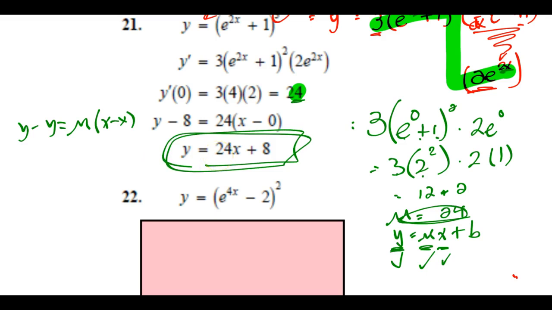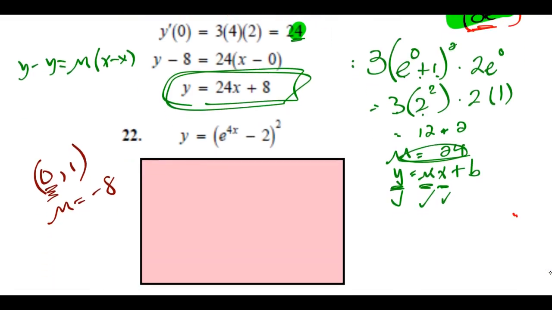So try 22, pause the video, it's similar. And for 22, we're going to plug in the point 0, 1. It didn't show up on this slide, but after you take the derivative and plug in a 0 to find the slope, I think the slope for this one turns out to be -8, then you go back and write the equation y equals -8x plus b and solve for b by plugging in for x and y.